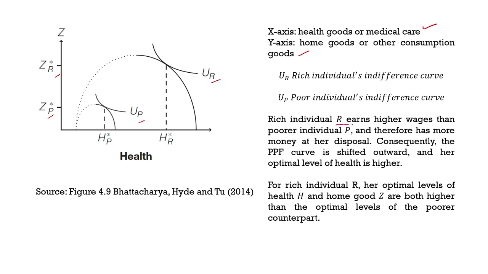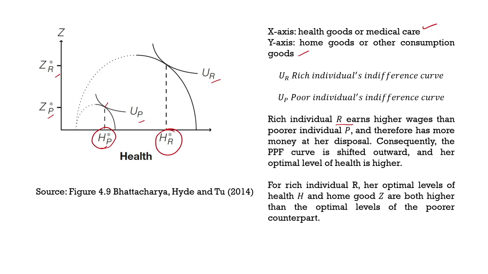The richer individual R earns higher wages than the poorer individual P and therefore has more money at her disposal. The real income of the richer individual is more, both nominal income, money income, as well as real income. Consequently, you will see that the production possibility curve here is shifted outward and her optimal level of health is also higher. This is the optimal level of health H star R of the rich individual, which is found at the point of tangency of the rich individual's indifference curve and the rich individual's production possibility curve. Similarly, the optimal health of the poor individual is HP star, which is at the tangency of the indifference curve of the poorer individual and the production possibility frontier of the poorer individual.